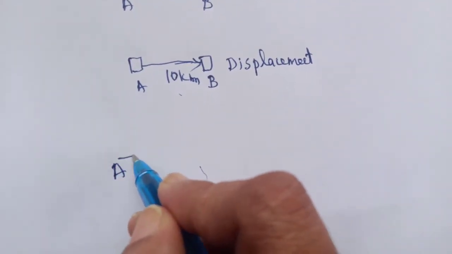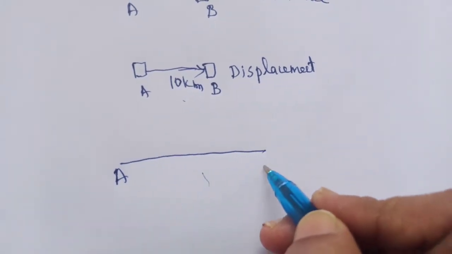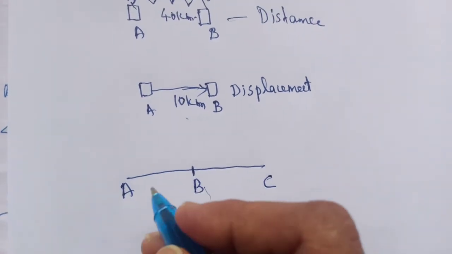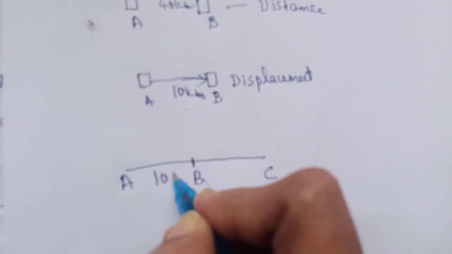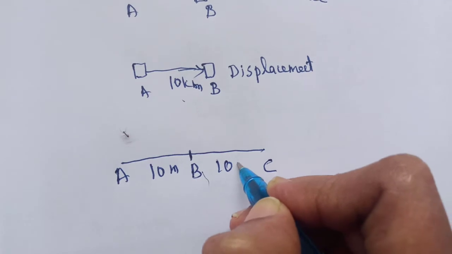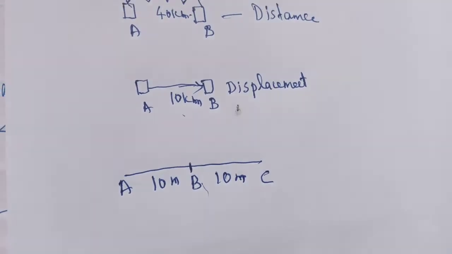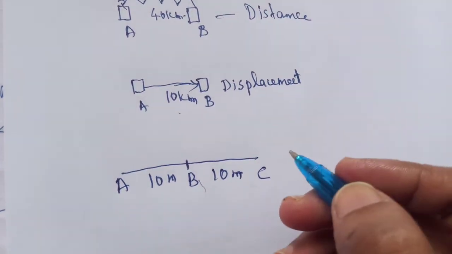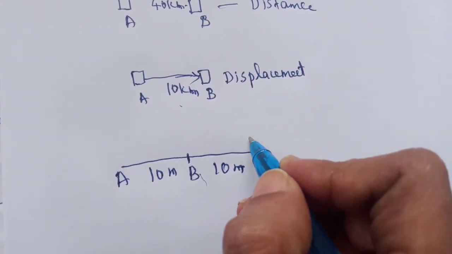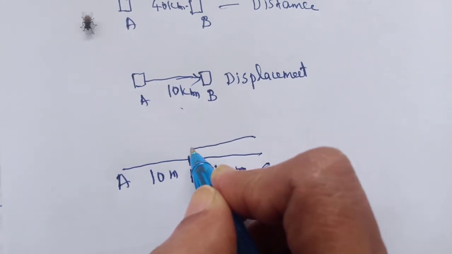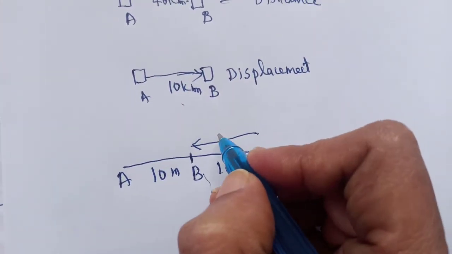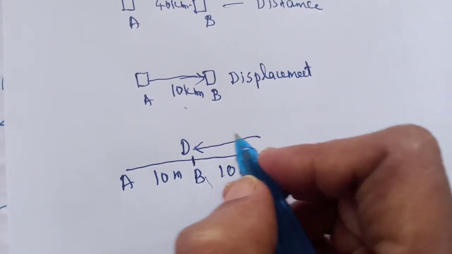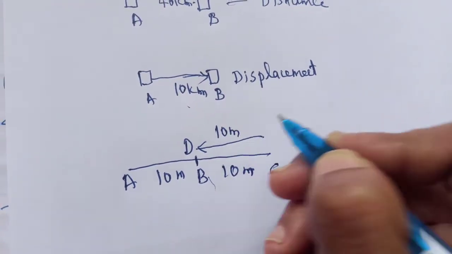One person is going from A to C. A to C he is going through B. A to B is 10 meter, B to C is another 10 meter. Then he is returning to this side, that is point D. He is returning from C, and that is also 10 meter.